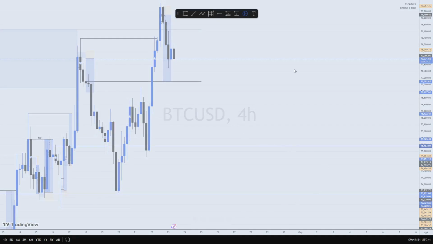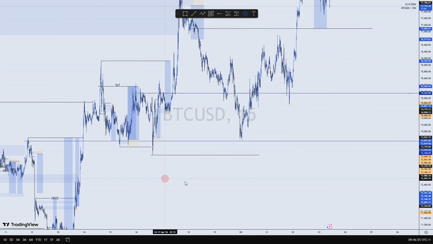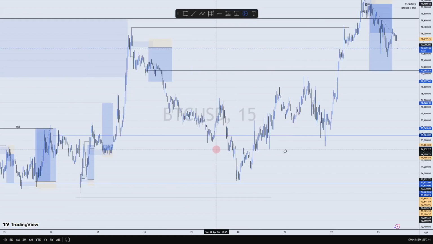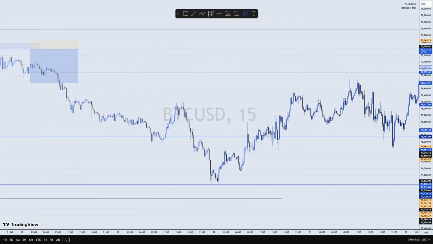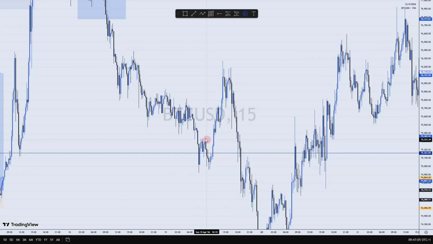If you see MSS here, MSS now. Even for that 4 hours, let's see now. So from this key level now, we can see this. You can see this as our MSS.